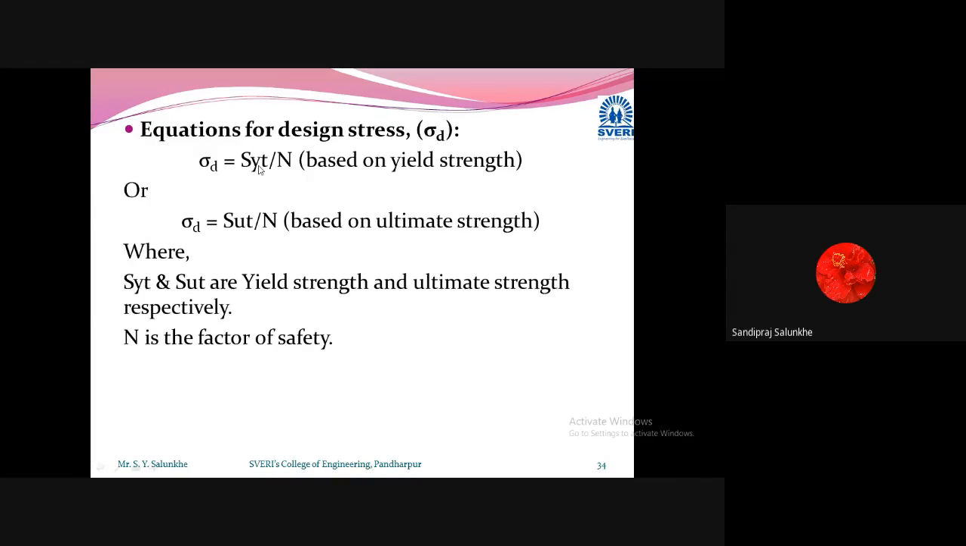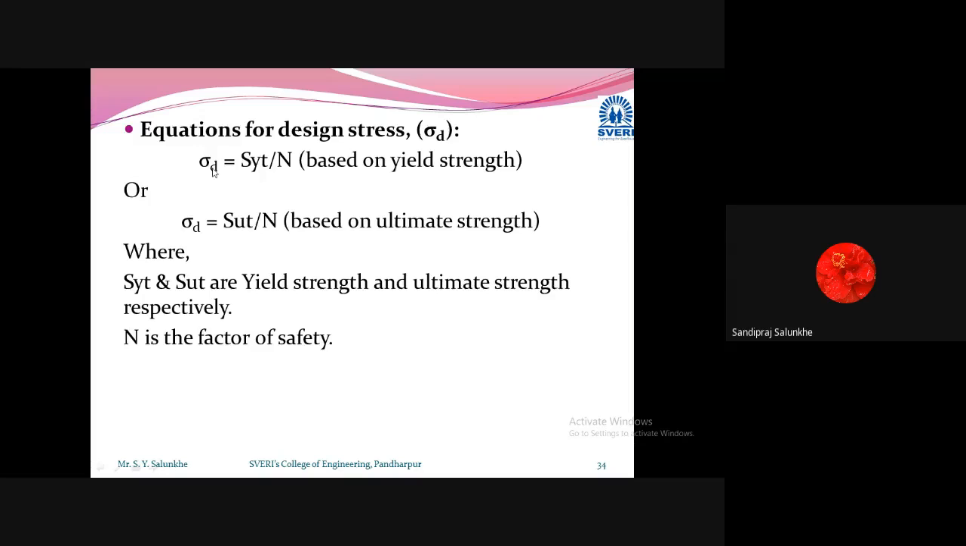Directly, if the stress reaches the ultimate stress, that part is going to break into two pieces, and we can observe that the breakdown has happened. That part has failed. So that's why we are going to consider these two different strengths, that is, the yield strength as well as the ultimate strength.